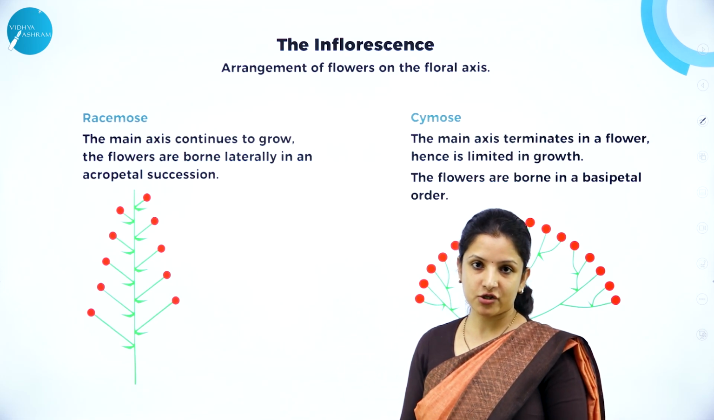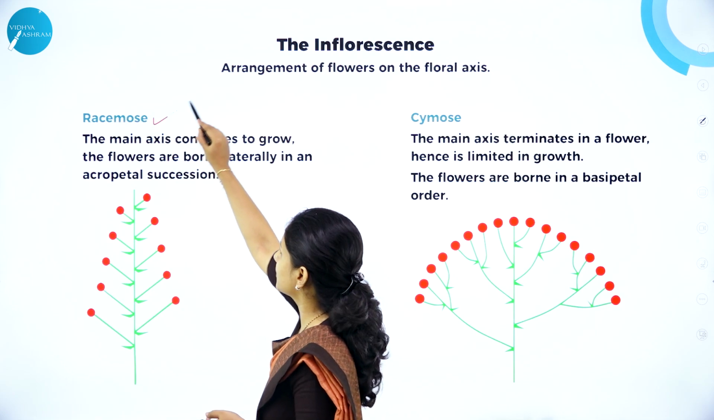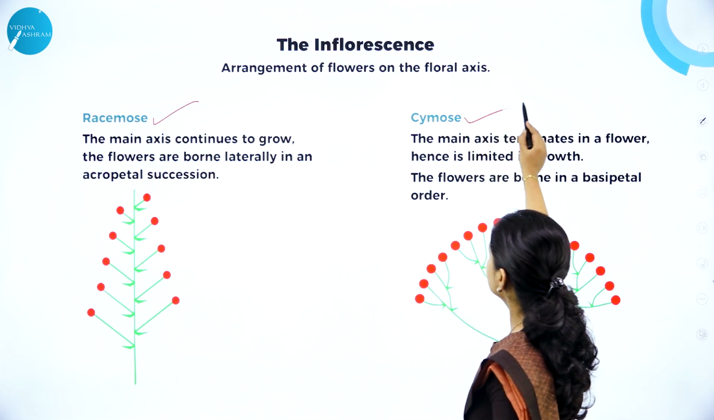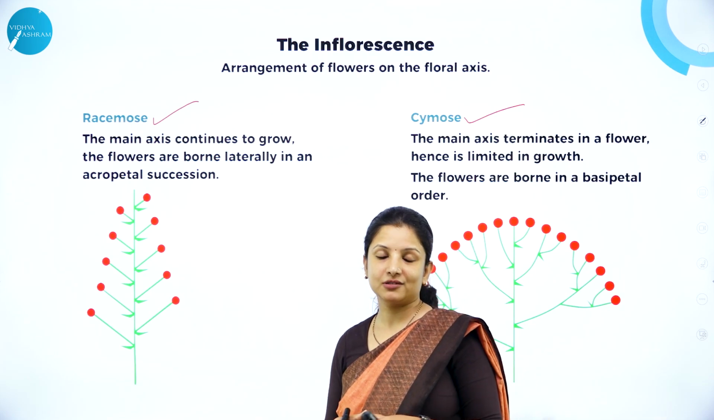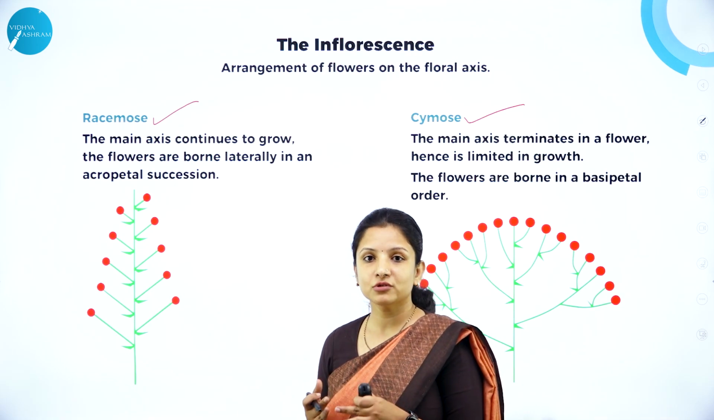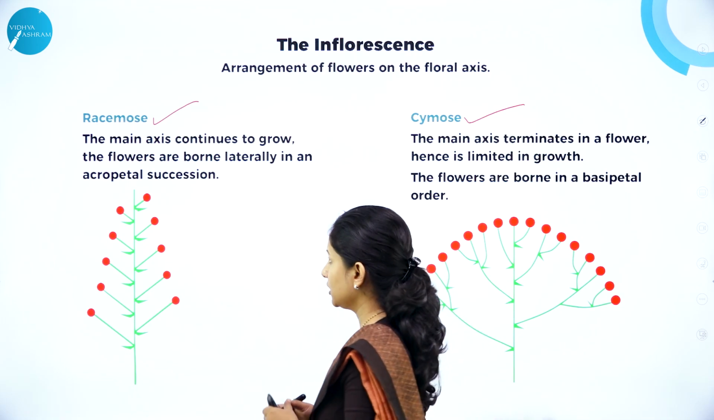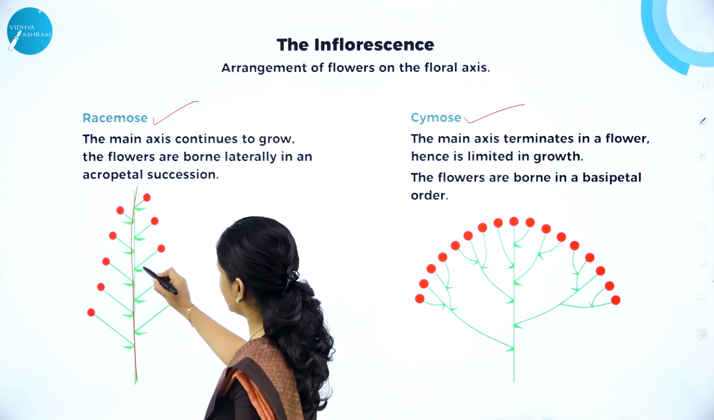And this type of arrangement of flowers is mainly of two types. One is racemose inflorescence and the other one is cymose inflorescence. So the main difference between racemose and cymose is that racemose inflorescence have an unlimited growth, whereas cymose inflorescence have a limited growth. So if you look at the floral axis, this is the main floral axis that is there.